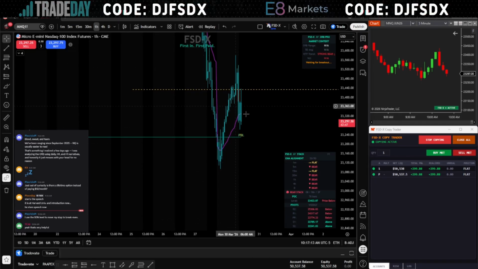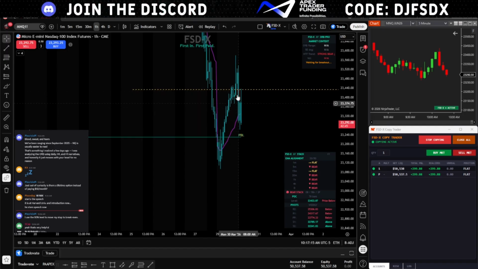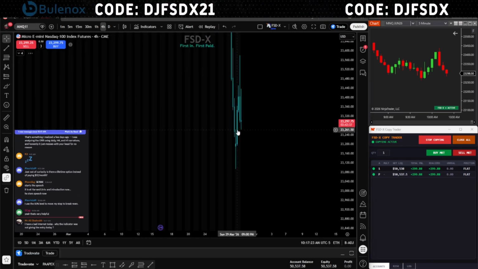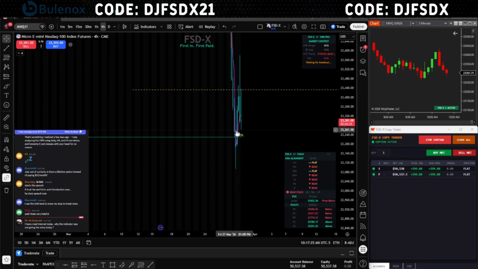Looks like we did the same thing here, where the fair value gap closed the gap to the wicks and then came down again. Same thing we did on the 4 hour. Same thing we did right here.